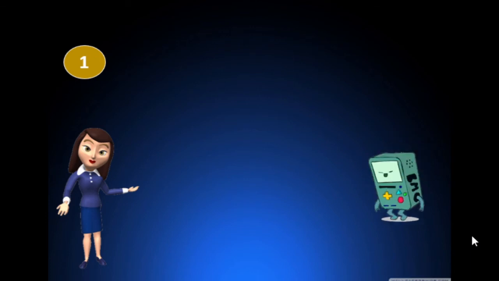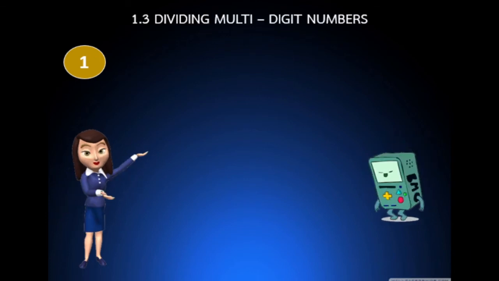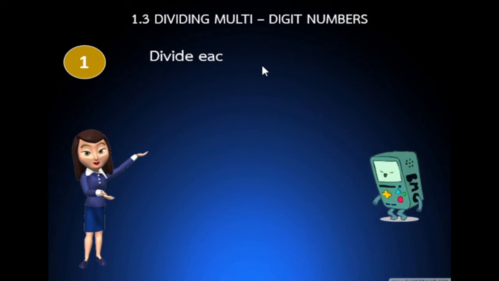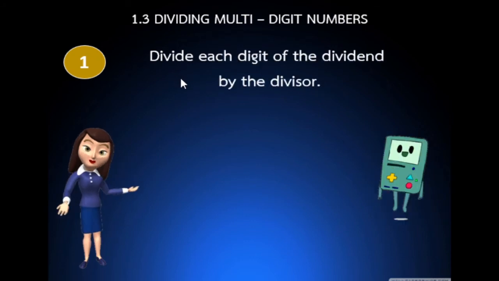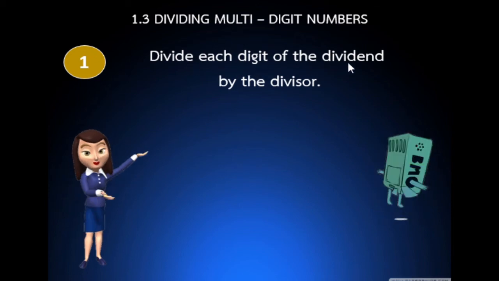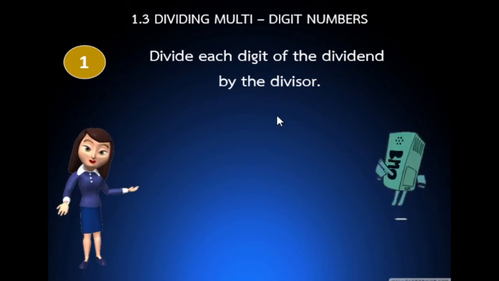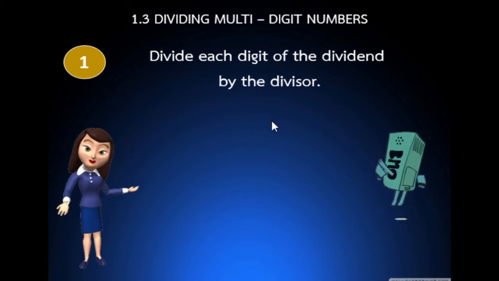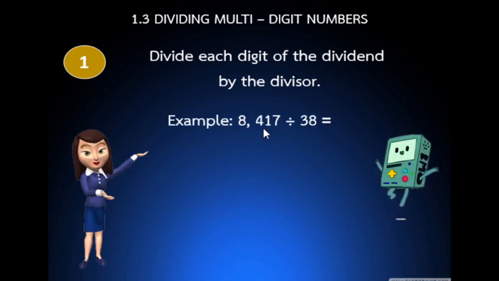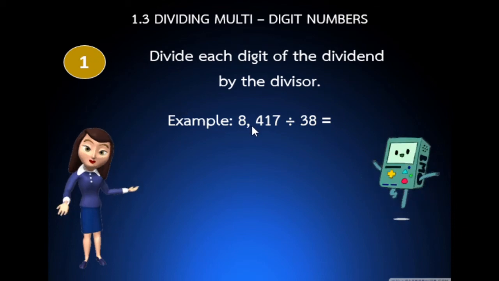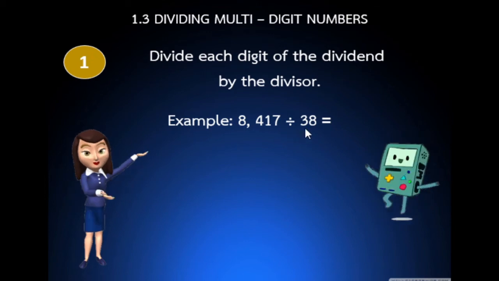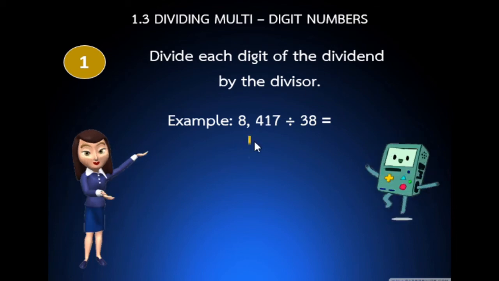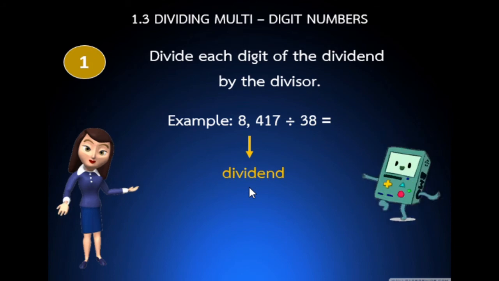Alright, we're almost done and now we're heading to dividing multi-digit numbers. How do we divide multi-digit numbers? First, divide each digit of the dividend by the divisor. So I will show you what is dividend and what is divisor, or where is dividend or where is divisor. Example, we're going to have 8,417 divided by 38. Our dividend is the first number. Everybody say dividend.